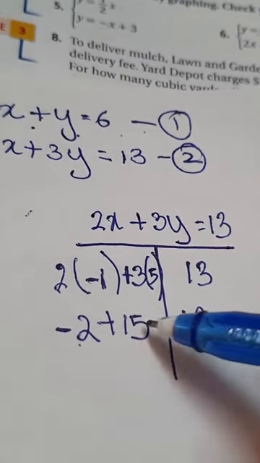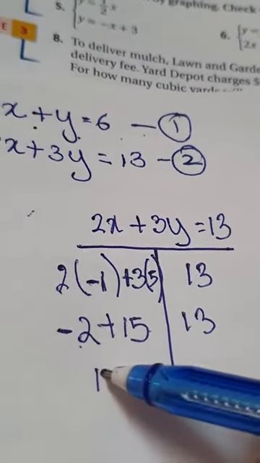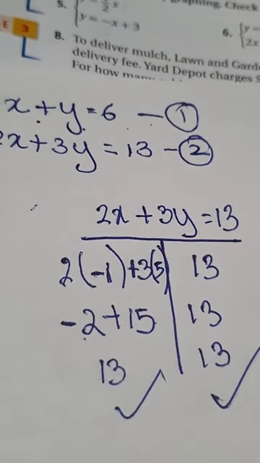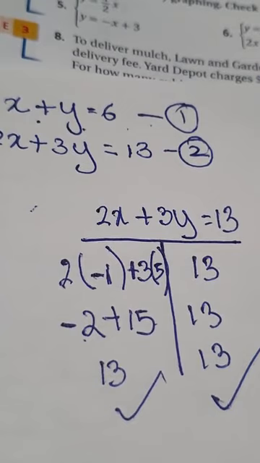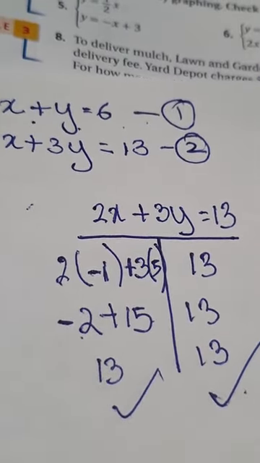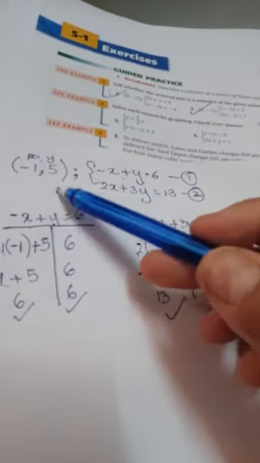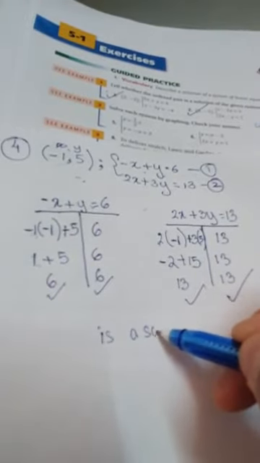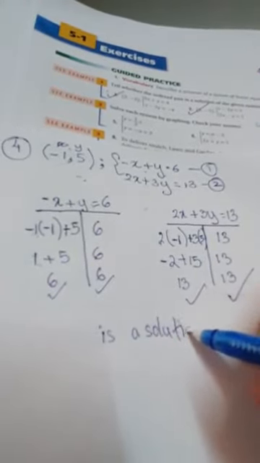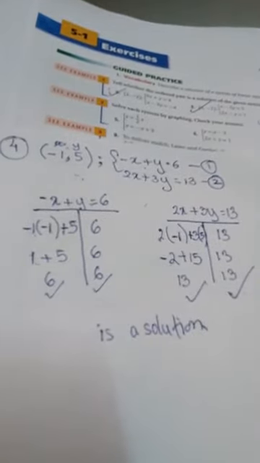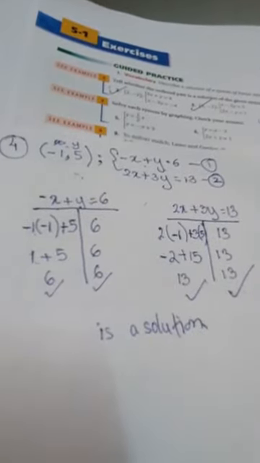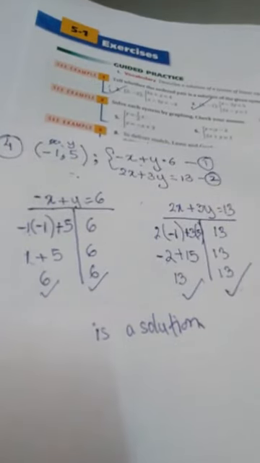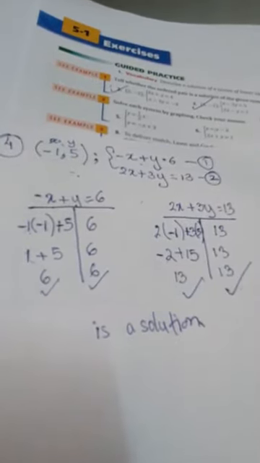So minus 2 plus 15 is going to give you positive 13, which means both sides of the equation are correct, they are equal. So this is a solution for the equation. Sorry, for the system. Why am I saying equation? It is a solution for the system, which means this coordinate can be used for both of these equations.